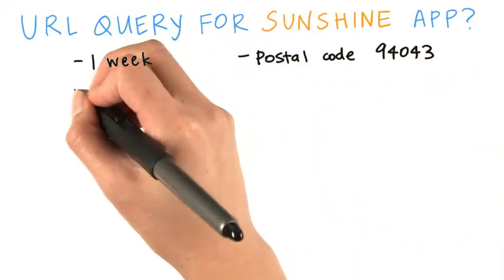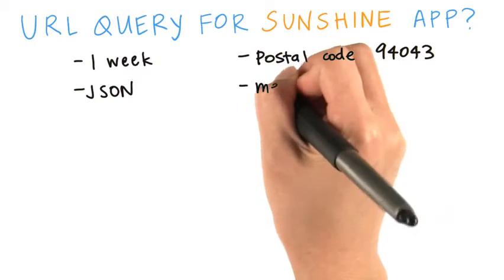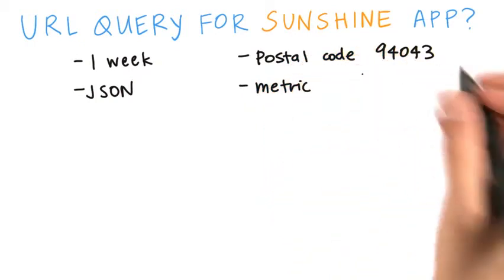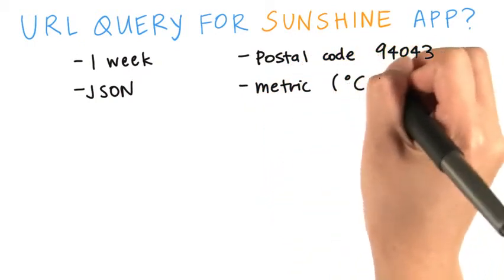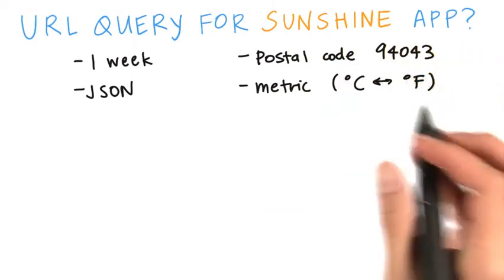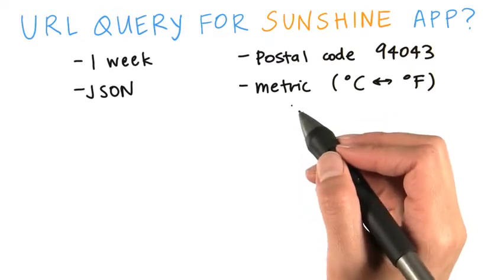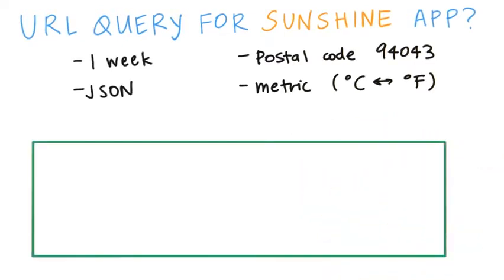Next, we want the format from the server to be in JSON format, and we want the units to be reported in metric. But our UI will be able to display Celsius or Fahrenheit based on user preferences, and we'll just do the conversion ourselves. Enter the URL that fulfills these requirements in the box below.